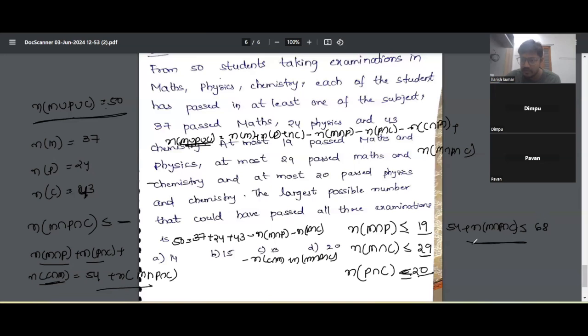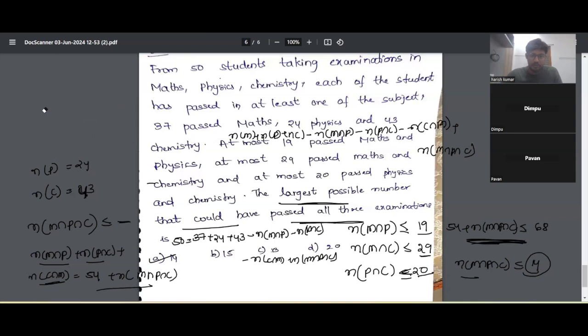Did you understand how I wrote this step? Yes, sir. Because all these are less than 19, 29, 20, the whole thing must be less than or equal to their sum, right? So therefore n of M intersection P intersection C is less than or equal to 14. So the largest possible number that could have passed all three examinations, the largest value of n of M intersection P intersection C, is 14. So that's my answer, 14. Understood? Yes, sir. Okay.